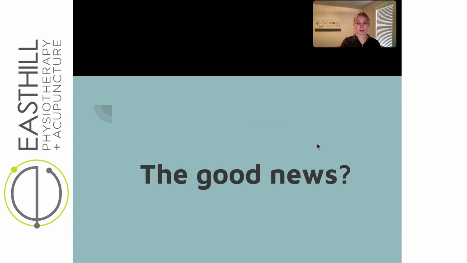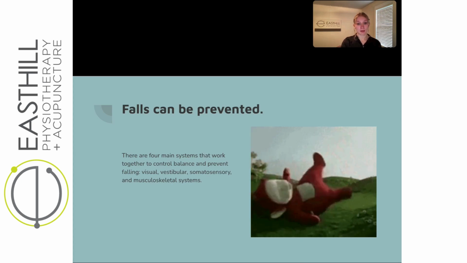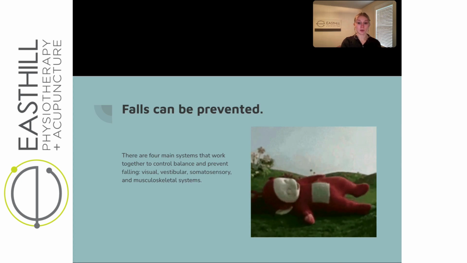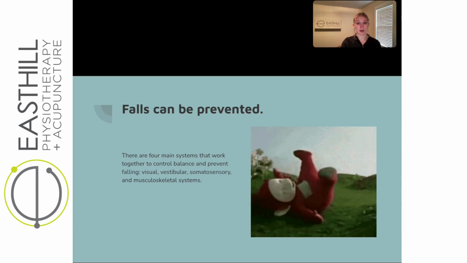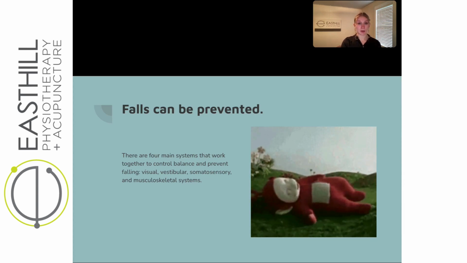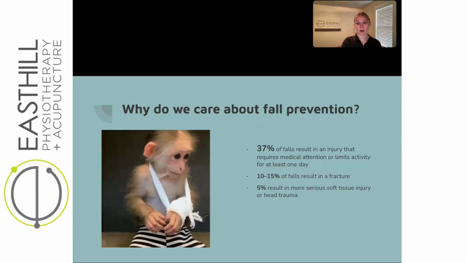Now, the good news is that falls can be prevented. So there are four main systems that work together to control balance and prevent falling. These are visual, vestibular, somatosensory, and the musculoskeletal systems. We'll dive into these a little bit deeper later when we discuss the three main factors of fall prevention. But in the meantime, why do we care? Why do we care about fall prevention?